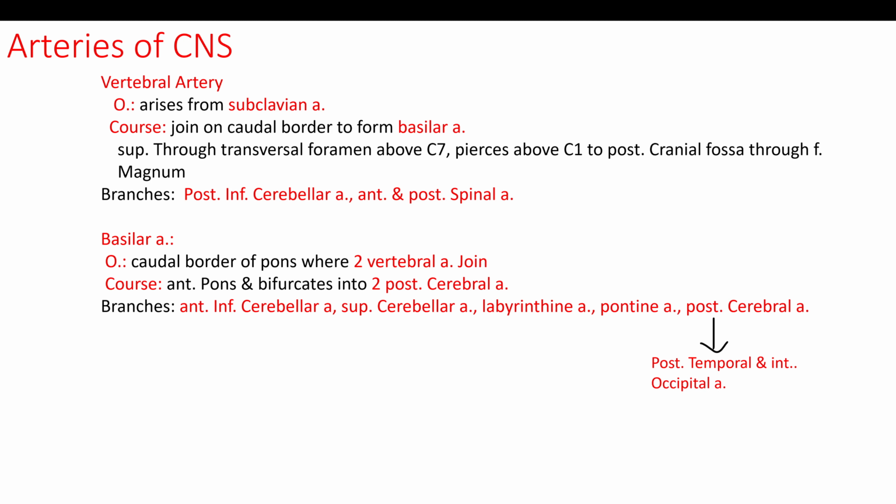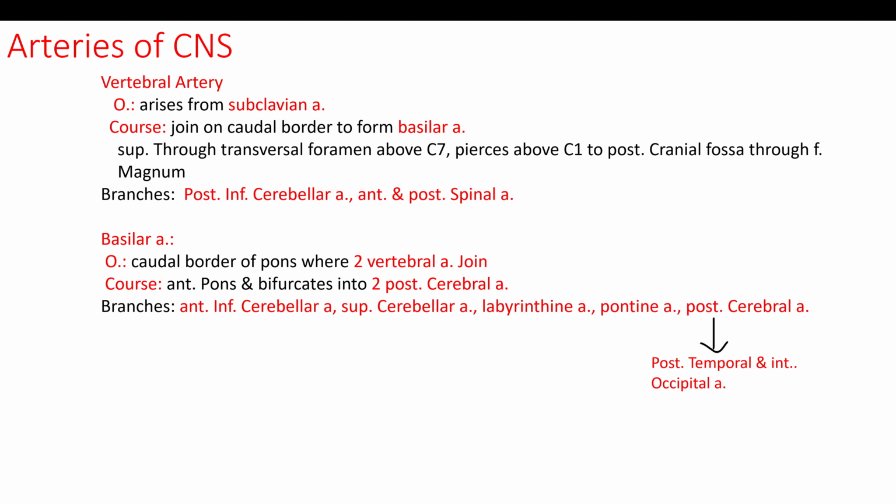The vertebral artery has its origin arising from the subclavian artery, and its course is that both vertebral arteries join together on the caudal border of the pons to form the basilar artery. It passes superiorly through the transverse foramen on each of the cervical vertebrae above C7, pierces above C1 the atlanto-occipital membrane, and runs into the posterior cranial fossa via the foramen magnum. It is located on each side of the anterior surface of the medulla.